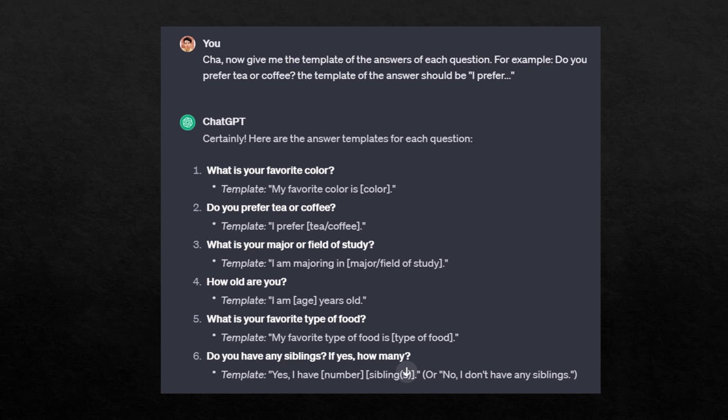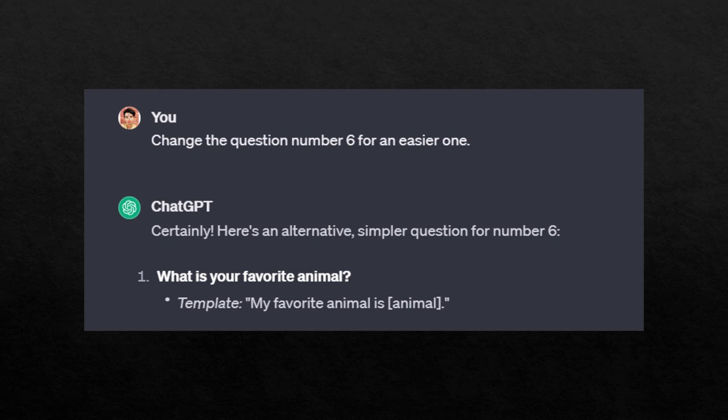What is your major of study? How old are you? What is your favorite type of food? And number 6, do you have any siblings? If yes, how many? So I analyzed these 6 sentences, and I said, you know what? Number 6 could be tricky for my students because they are basic. So I said, you know what, ChatGPT? I think maybe my students are not familiar with the word siblings, maybe with the expression how many. I said, change question number 6 for an easier one.